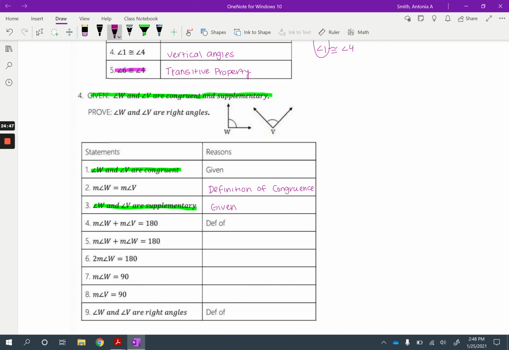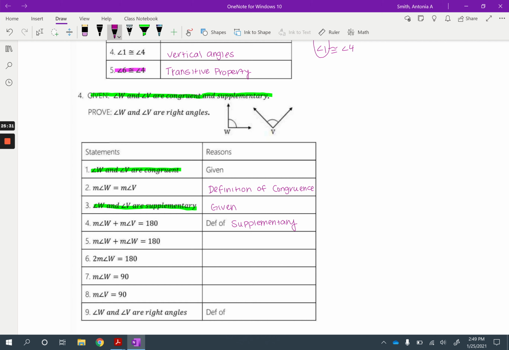Okay. So now from statement 3 to statement 4, I'm saying that the measure of angle W plus the measure of angle V is 180. Well, we know that that's true because we know what supplementary means. So the reason why I'm able to go from step 3 to step 4 is because of the definition of supplementary. That's something that we do a lot, we just don't ever really say why we're able to do that. When I ask you what does supplementary mean, you always tell me it means that they equal 180. So I'm able to write that down because that's the definition of supplementary.